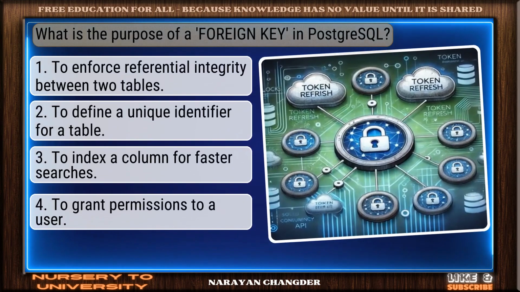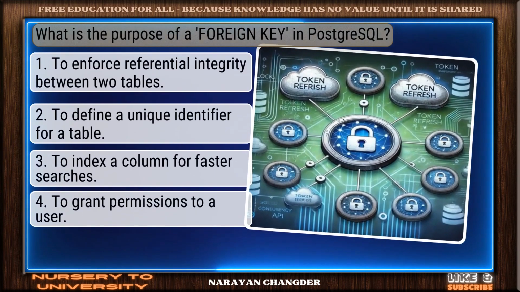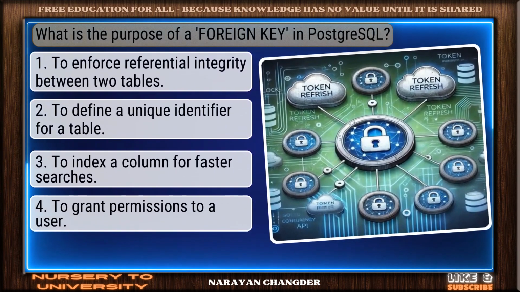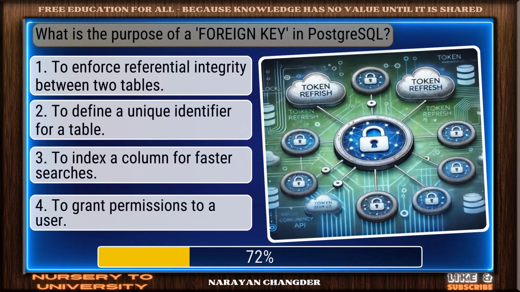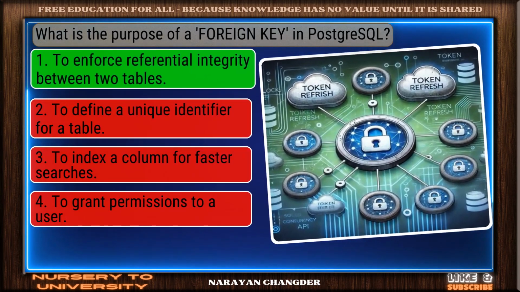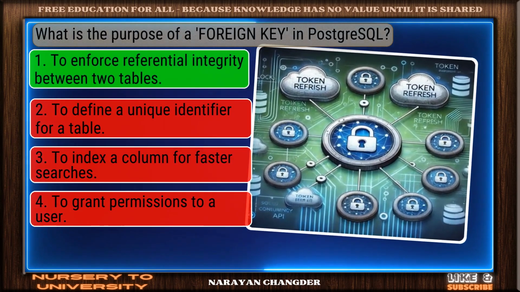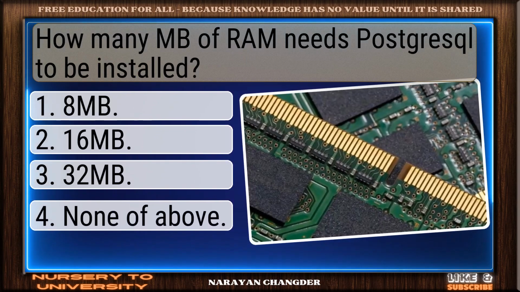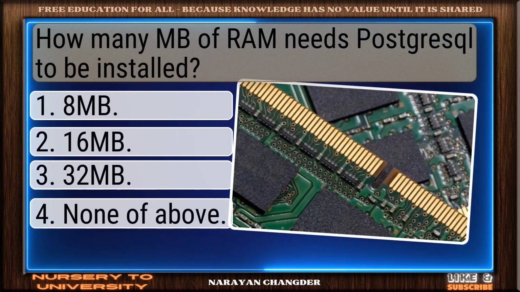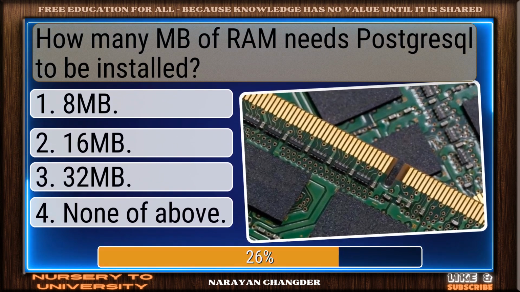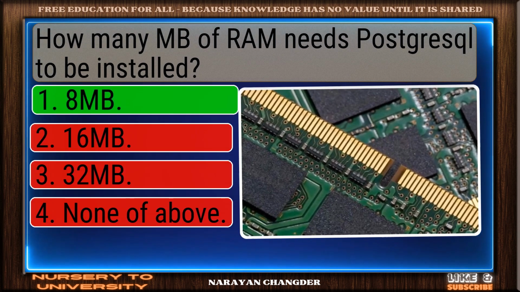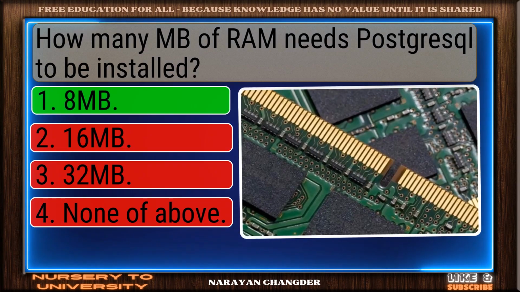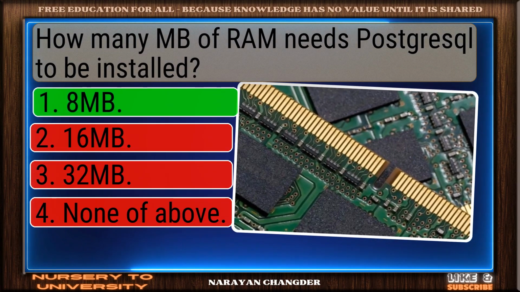Question number 61. What is the purpose of a foreign key in PostgreSQL? Solid response. To enforce referential integrity between two tables is a valid choice. Question number 62. How many MB of RAM does PostgreSQL need to be installed? Well reasoned. 8 MB is the correct choice.